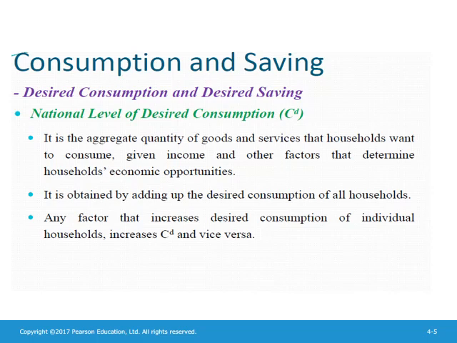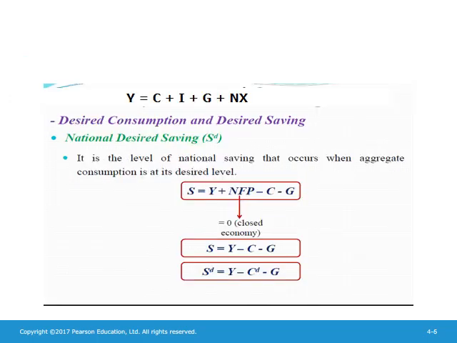What do we mean by desired consumption? It's basically, as the word shows, the aggregate quantity of goods and services that we households want to consume, given our income and other factors that affect our demand or decisions.